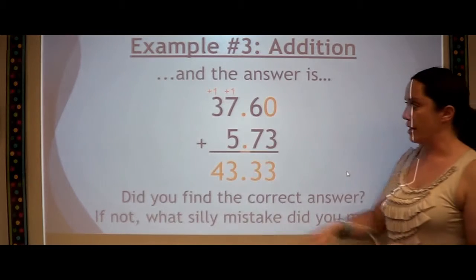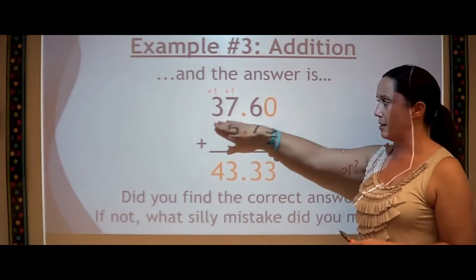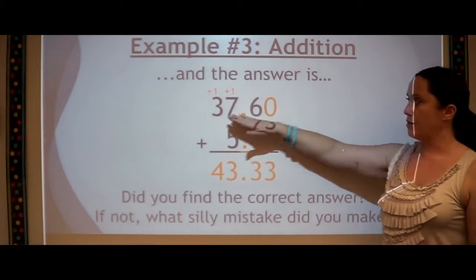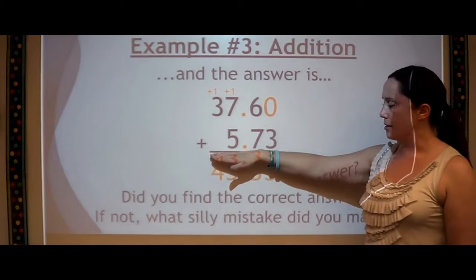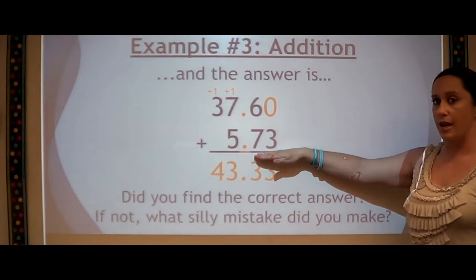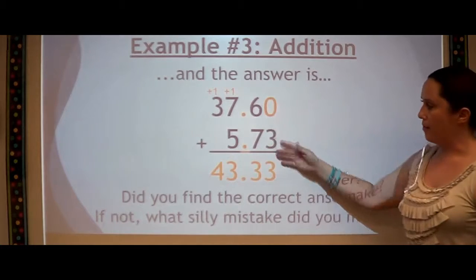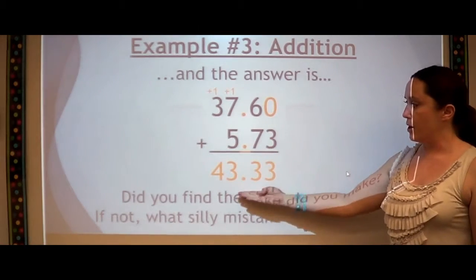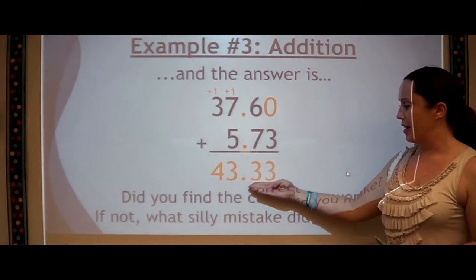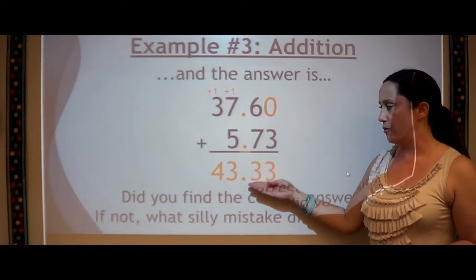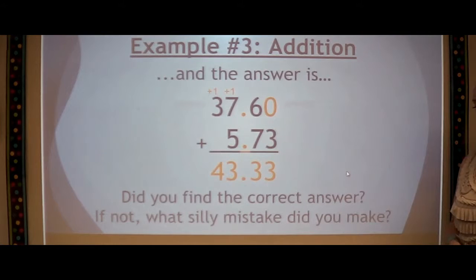So if you turned it into money, you may have had $37.60. If you left it as is, it would be 37 6/10 or 37 60/100, which are equivalent, plus 5 73/100. You could have also added a 0 here if you would like. So adding them up and those decimals, bringing it straight down, you should have gotten 43 and 33/100, or if you did dollars, it would be $43.33. Did you find that same answer?